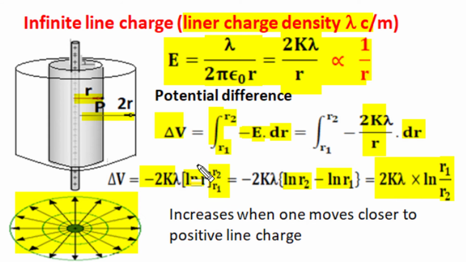If r1 is higher, we move from a far away position to a nearer r2 position. This ratio is more than 1. This natural log is positive, and we get a positive potential difference. That's also true, as for a positive charge, electric force lines are radially outward, and force lines are directed from high potential to low potential. So the far away r1 position is at low potential, and when we move closer to this line charge, we make a positive potential difference.